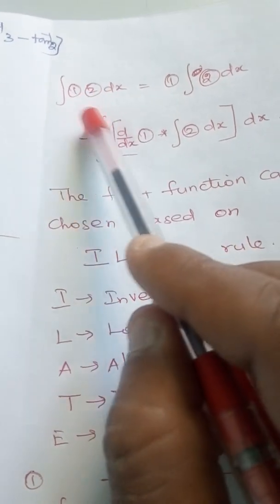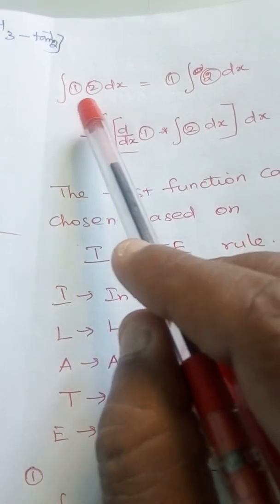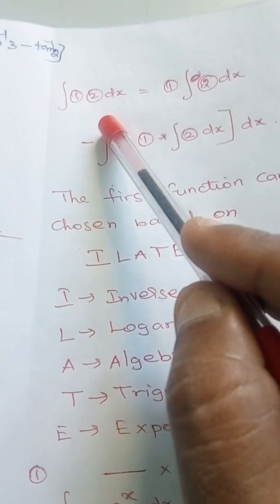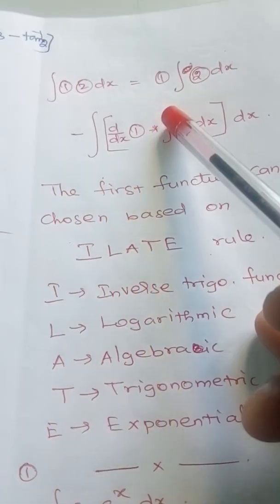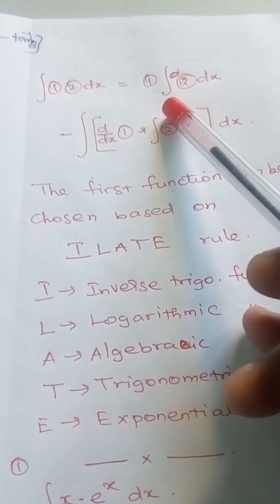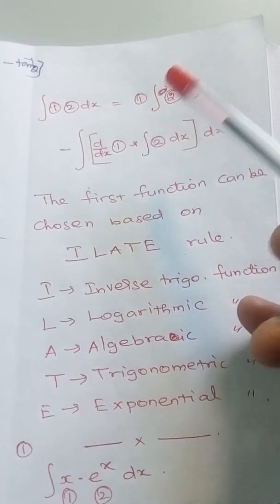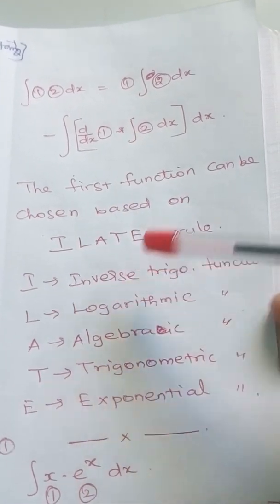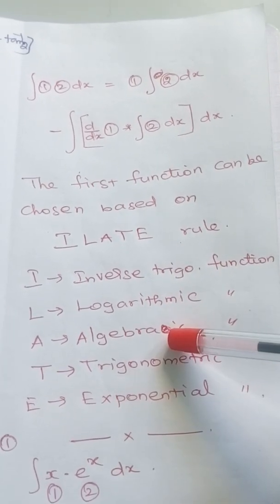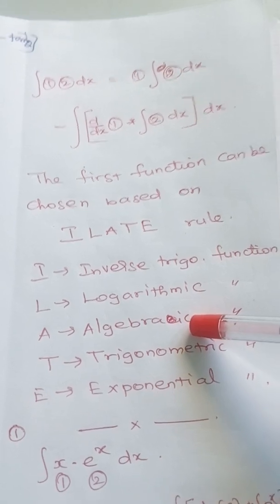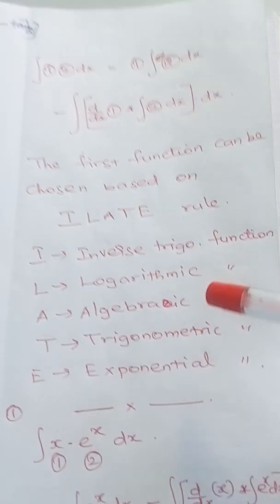So among the two given functions, you need to choose the easiest function that can be integrated easily, and the remaining function should be considered as the first function. But mathematicians have given a rule for us to find out the first function and second function. Using this rule, we can very easily find out the first function and second function.